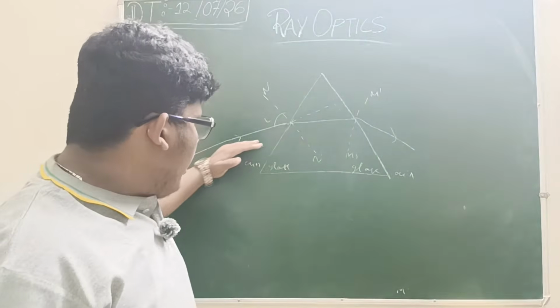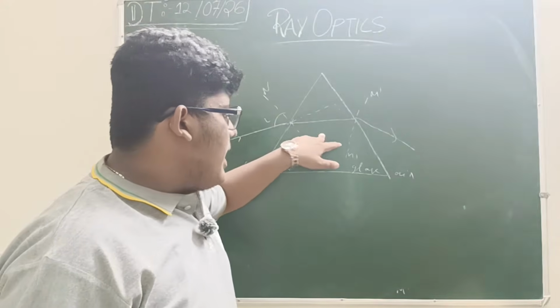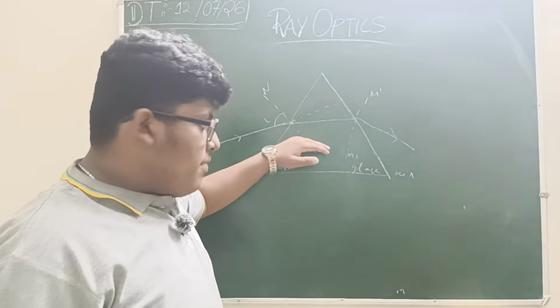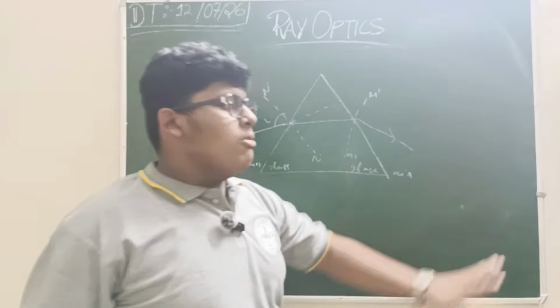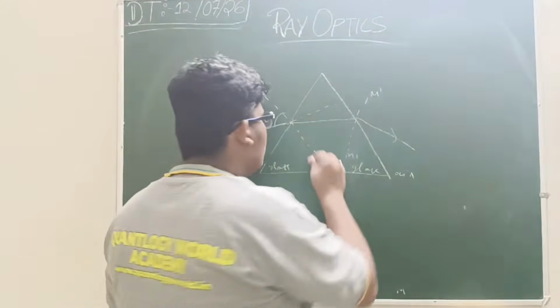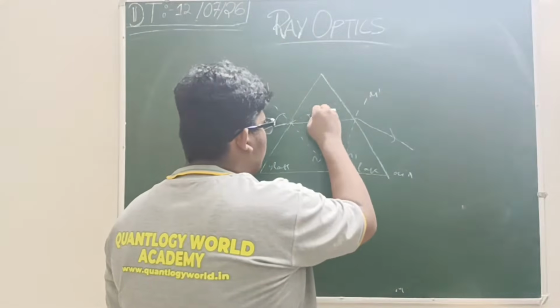Means from air medium it goes inside the glass medium. This is first refraction. Then in second refraction from glass medium to air medium. This is the concept of prism. This is angle of deviation, sigma.